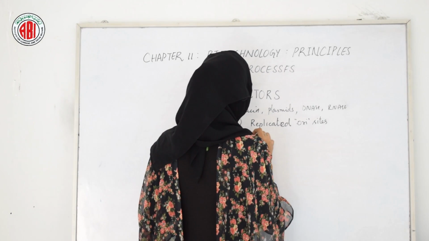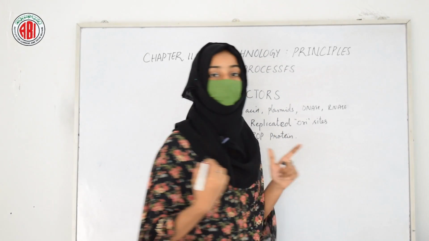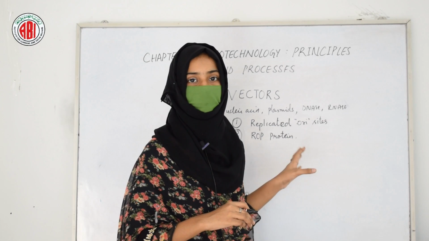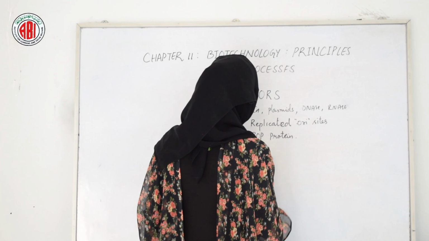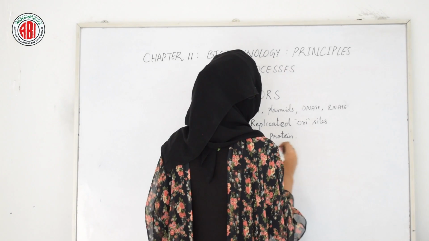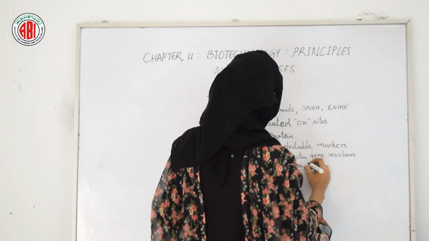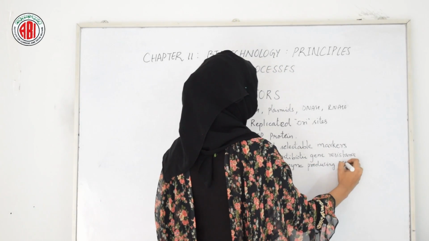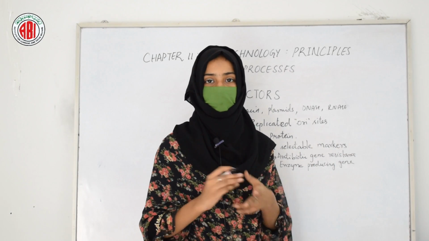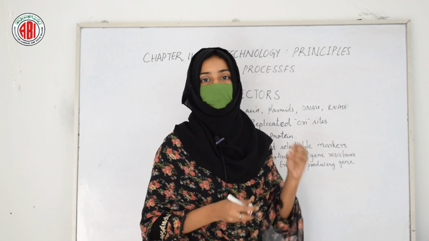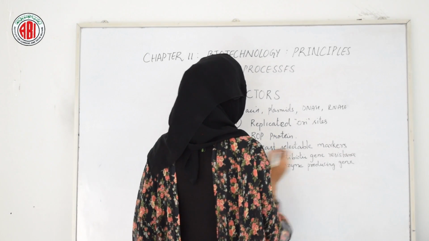The next property is ROP protein. It is a protein that helps DNA polymerase enzyme to recognize and to carry out the process of replication in the vectors. The third property is it should have at least one selectable marker like antibiotic resistance gene, enzyme producing gene. So these are some of the selectable markers. Selectable markers are nothing but they help us to identify whether the desired gene is inserted into the host or not.